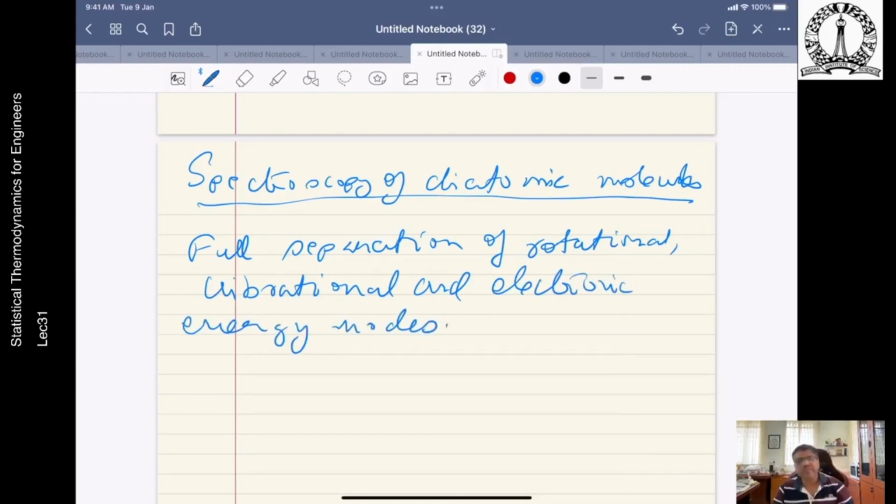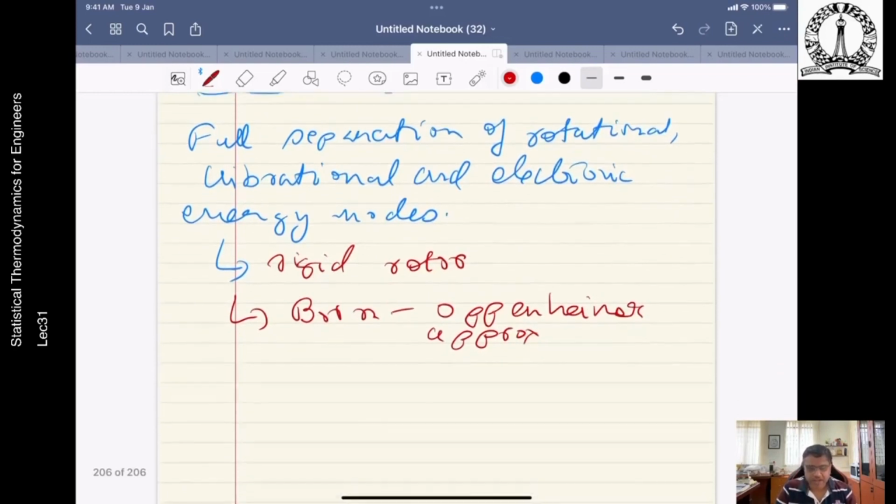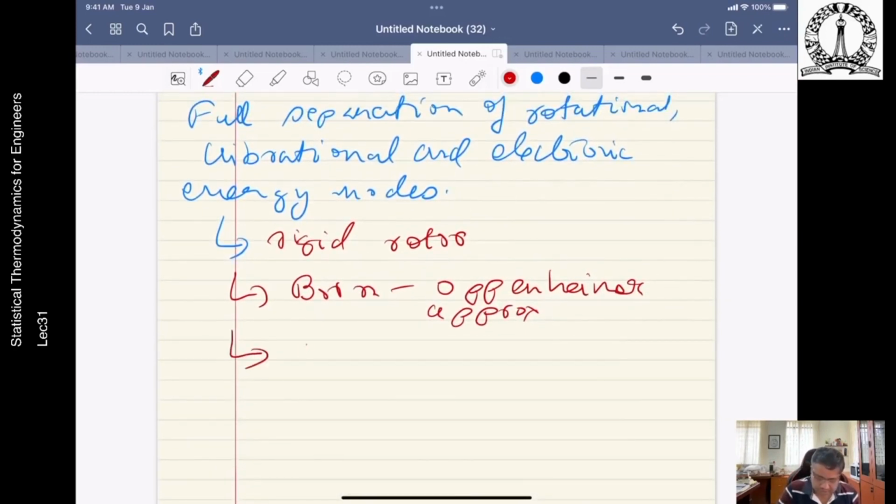Great. Okay. This was successively implemented. What did we do? We implemented the rigid rotor model. Okay. Then we did the Born-Oppenheimer approximation. And of course we had the harmonic oscillator model.